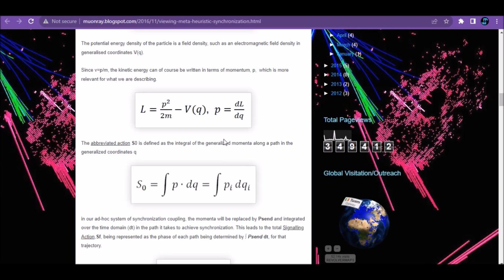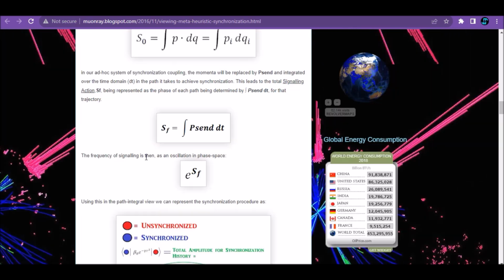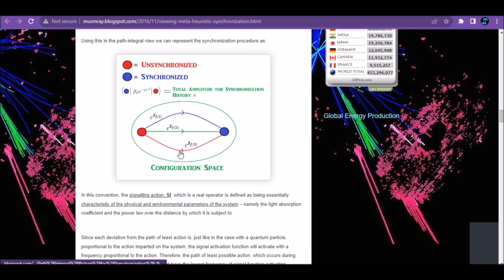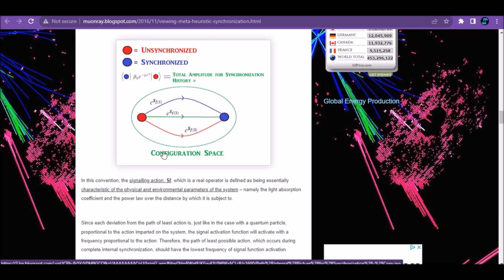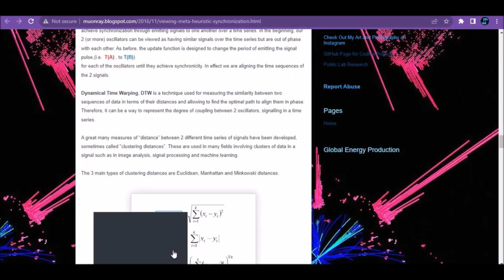And using the path integral formalism, one can actually interpret the system as a sort of Lagrangian of momentum in momentum space, with the abbreviated action being the integral of this p-send as a function of a derivative of time. And the frequency of signaling can itself be an oscillation in phase space. So one can actually model these systems using the path integral formalism. And this is a conclusion that's been adopted by others as this research has continued since 2016.